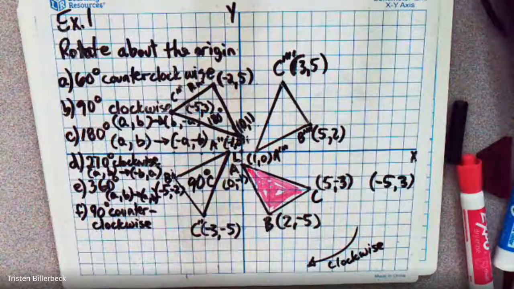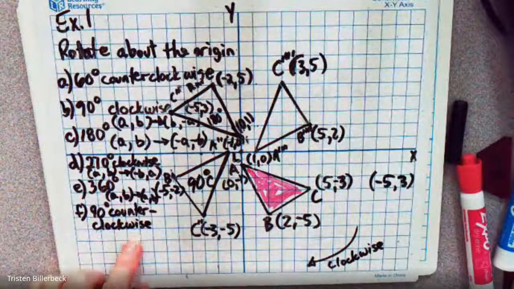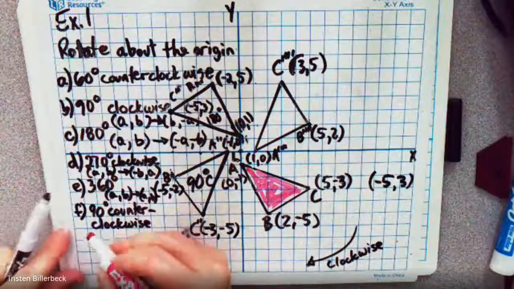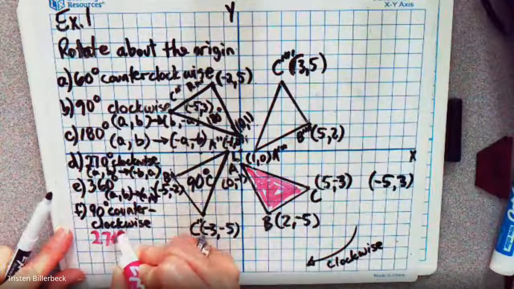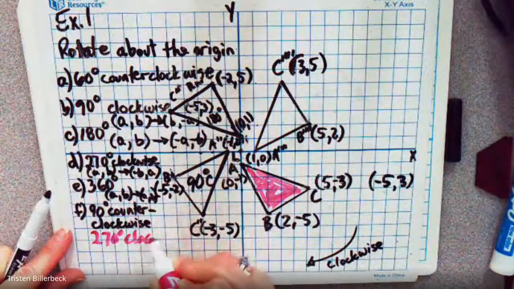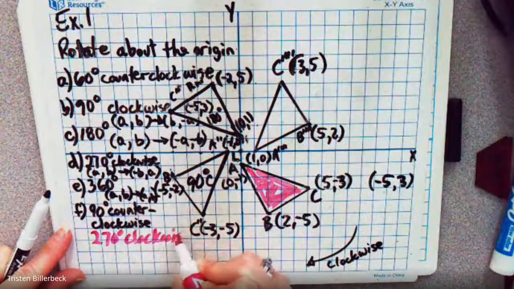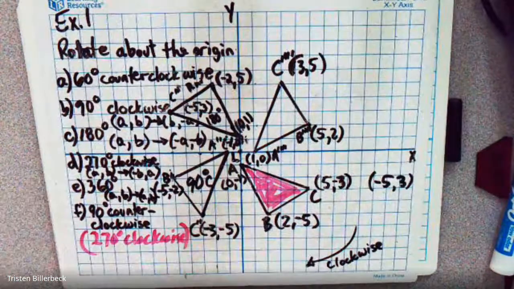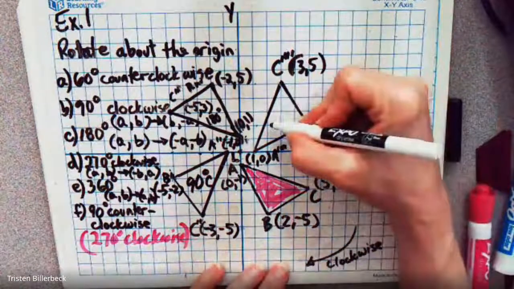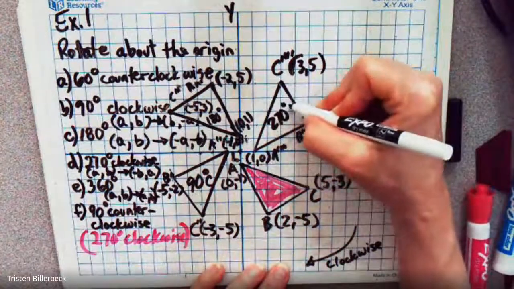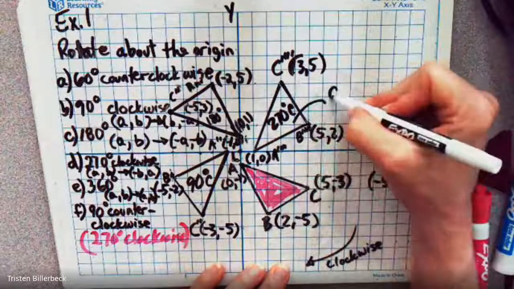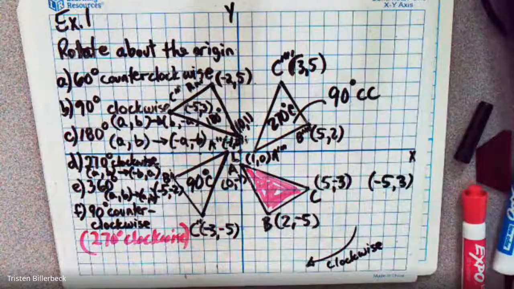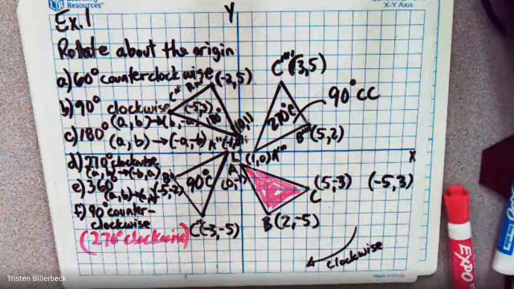Okay. And 90 degrees counterclockwise. Silly, that's 270 clockwise. Okay, so we're not going to draw that either. So this one's 270 clockwise, but it's also 90 degrees counterclockwise. Okay, so that's why we're not going to draw it again.